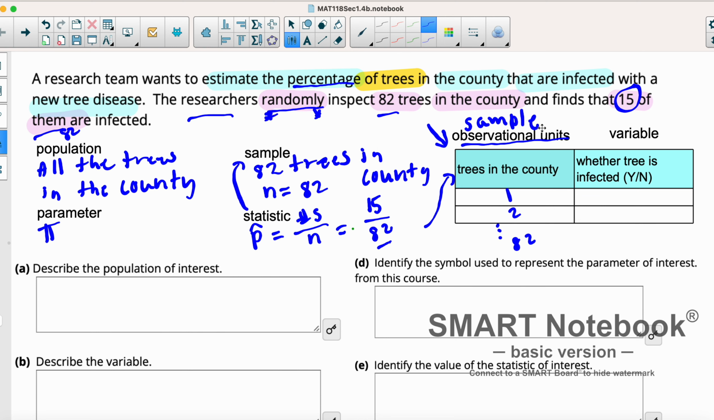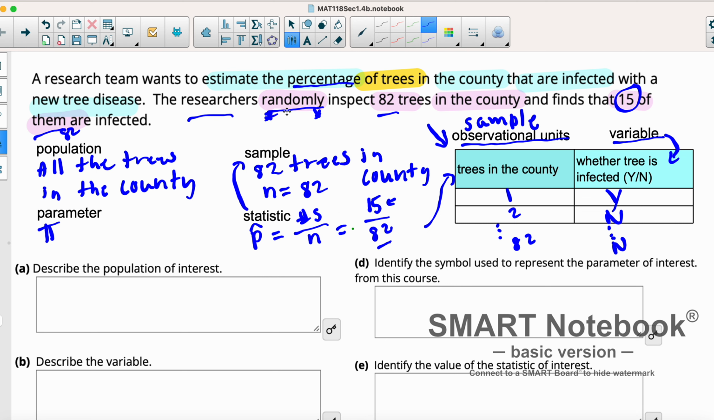That is our observational units. What am I going to look at? I'm going to look at what changes for each tree. My heading is what I'm going to observe, whether a tree is infected, yes or no. That's what I'm writing here. Was the tree infected, yes or no, for all 82 trees? And when I count up all my yeses, I'm going to get 15 out of the total of 82. That's my proportion of success.